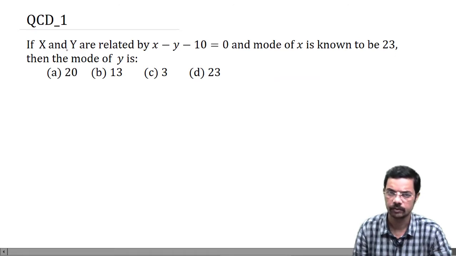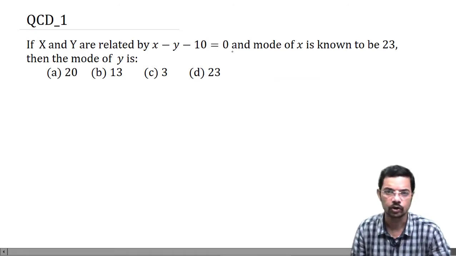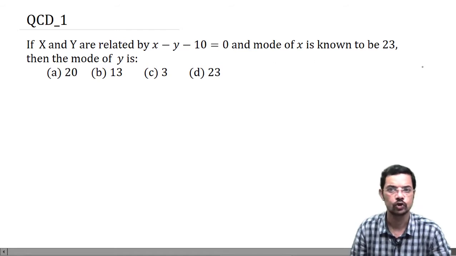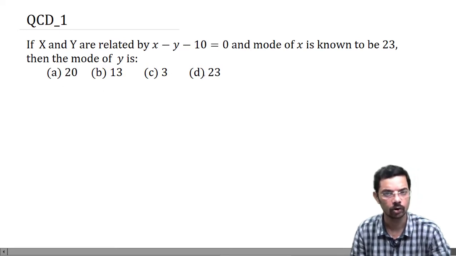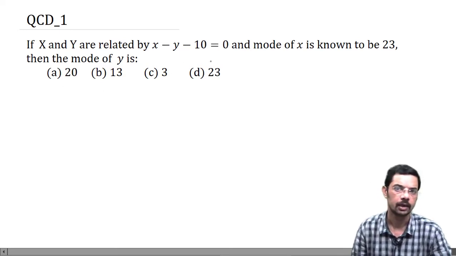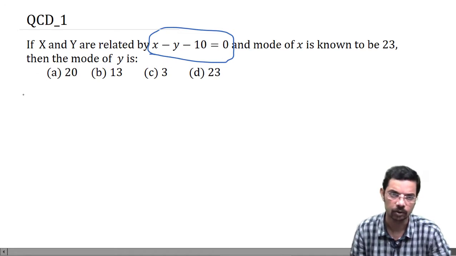First question. If x and y are related by x minus y minus 10 equal to 0, and the mode of x is known to you as 23, then find the mode of y. It is 20, 13, 3 or 23. Okay, we know how mode is related. We have x minus y minus 10 equal to 0.